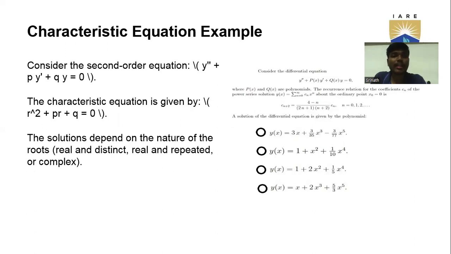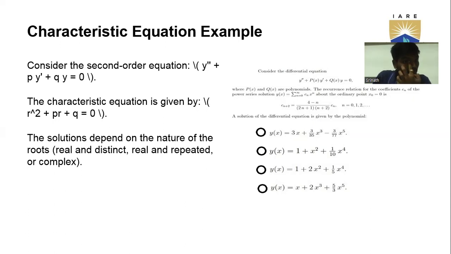And next, characteristic equation example. What is the characteristic equation? Consider the second order equation y double dash plus p y dash plus q y equals 0. This is the second order equation, and the characteristic equation is given by this formula.